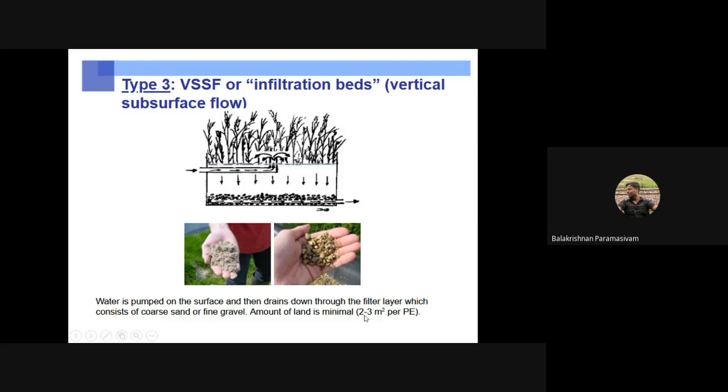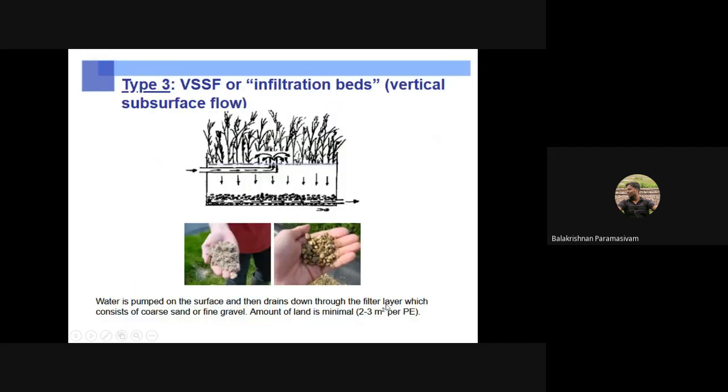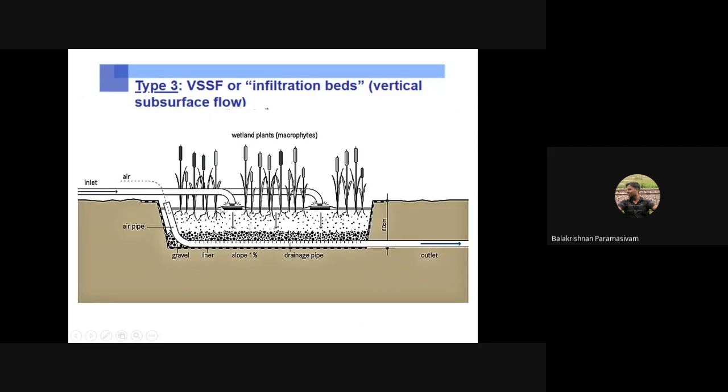Here also, the land required for the vertical system is 2 to 3 meters squared per population equivalent, whereas here it is 3 to 5 meters squared per population equivalent. It's a surface area. So this is an example of a vertical type system. Water will pass in a vertical direction. The height can be 80 centimeters, and the slope is 1%. Water will pass through the system, and finally the outlet will be collected from the system.